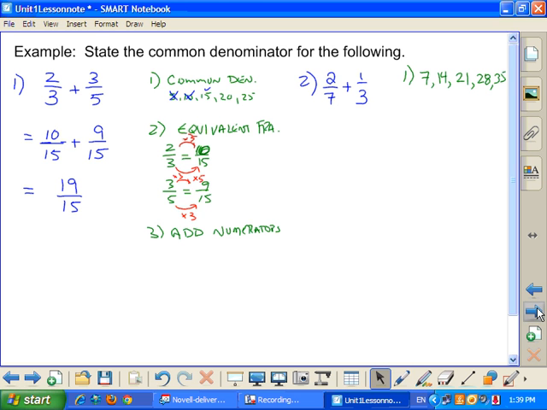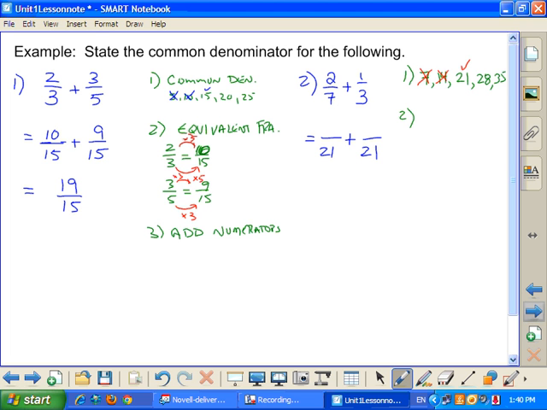Okay. Do any of those divide by 3? So now we're looking at the other denominator. 7 does not divide by 3. 14 divided by 3? Not going to work. 21 divided by 3? There we go. That one works. So we know our common denominator is going to be 21.